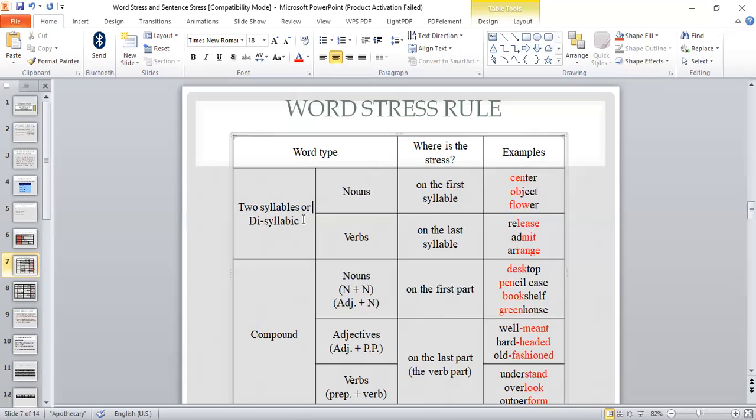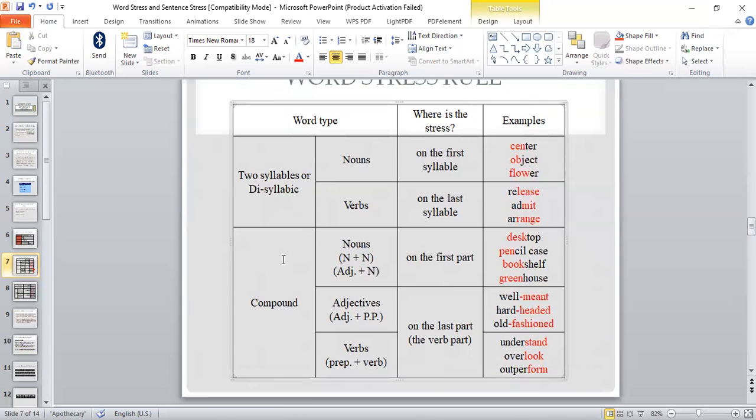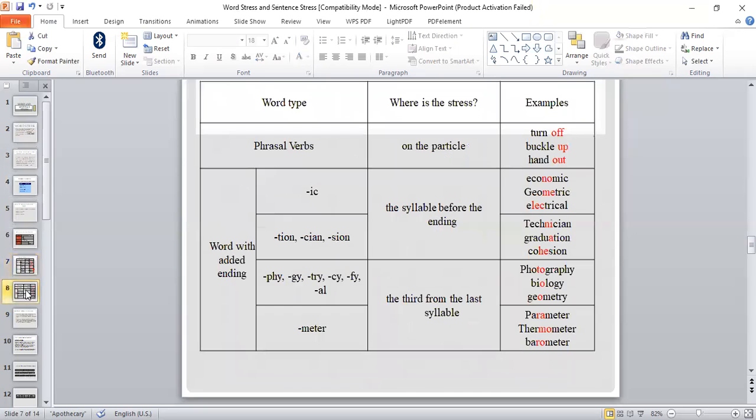So you consider that. Also for a compound verb, the stress is placed on the second syllable. So pay attention to that. So moving on quickly because of our time.